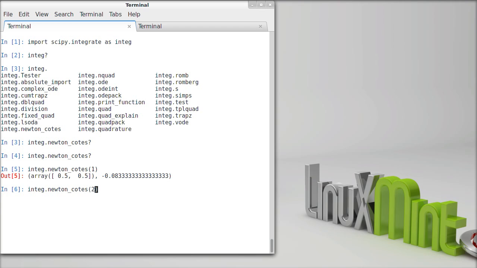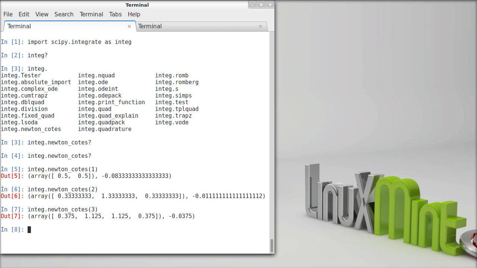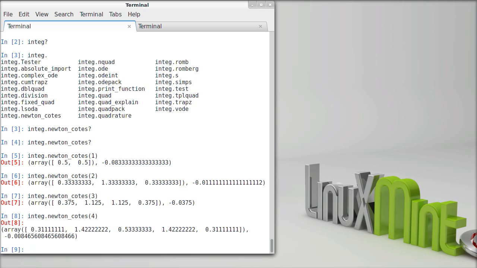Great. We can do this for quadratic interpolation. This we had called Simpsons Rule. Notice that this gives us the coefficients 1/3, 4/3, 1/3. Again, exactly what we had written down. It even gives us the coefficient for the error term. We can now go crazy and start doing this for higher and higher order interpolations. So third order, fourth order.